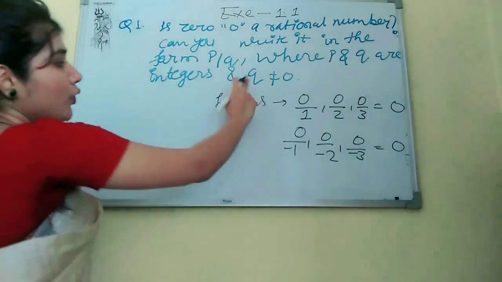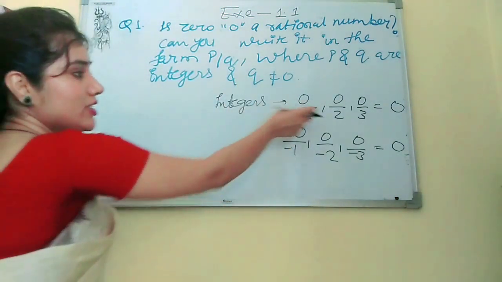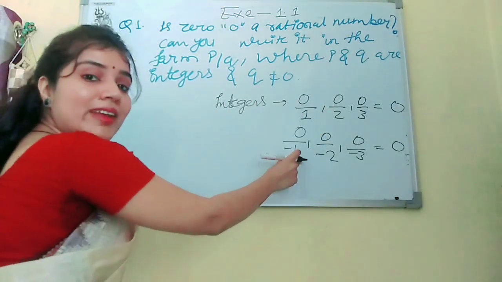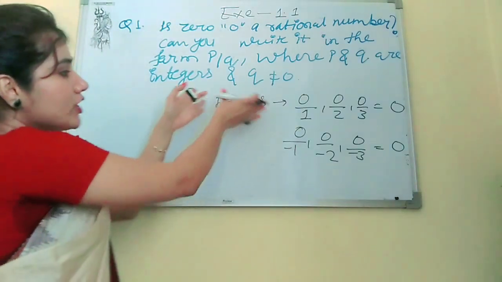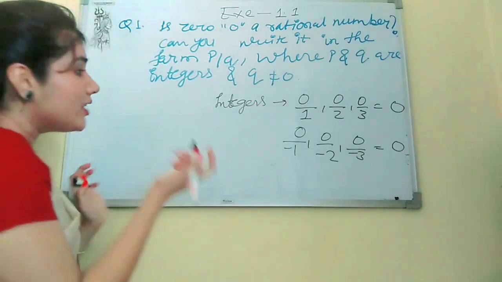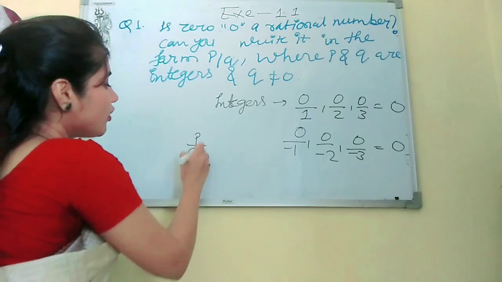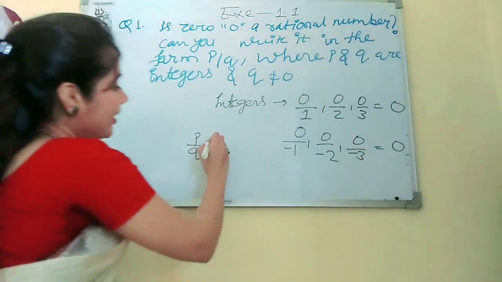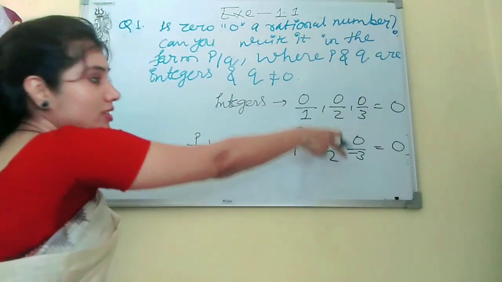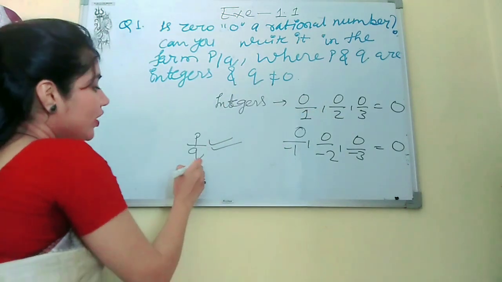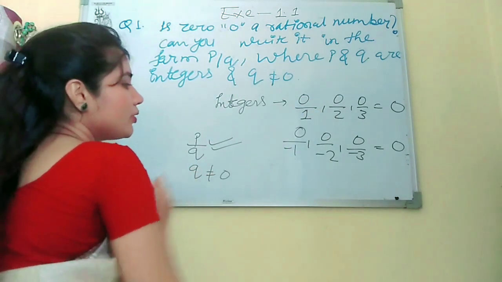So these both are integers. This is the positive integer, this is the negative integer. So the first condition it is following, and second is we can write it in the form of p by q. The second condition is also followed by this p by q, where q is not equal to 0.